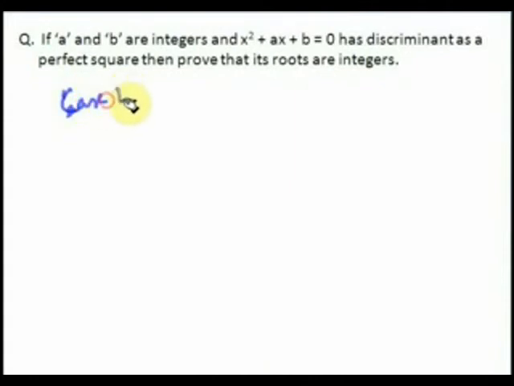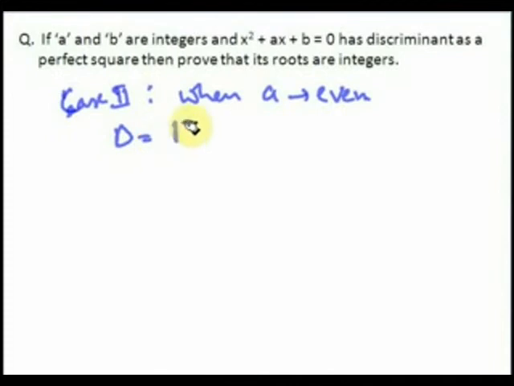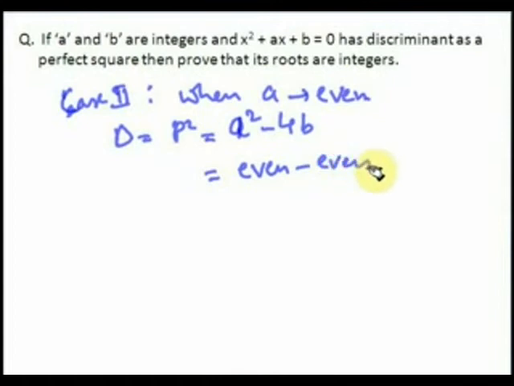Considering the second case, case 2, when a is even. If a is even, d, that is equal to p square, is equal to b square minus 4ac, that is equal to a square minus 4b. If a is even, a square will be even. 4b is even. Even minus even is equal to even.